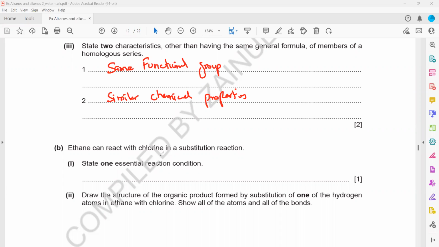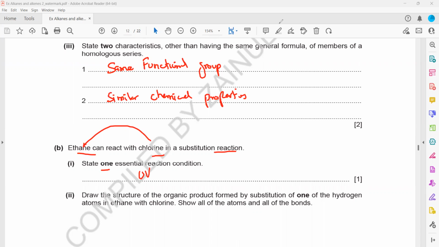Ethane can react with chlorine in a substitution reaction. One essential condition: whenever alkane reacts, UV light. So remember, UV light is there. Sometimes they say conditions, so you can mention UV light and high temperature. But as one essential condition, for most reactions the condition required to initiate the reaction is UV light. But even high temperature should be mentioned if the question is about conditions.